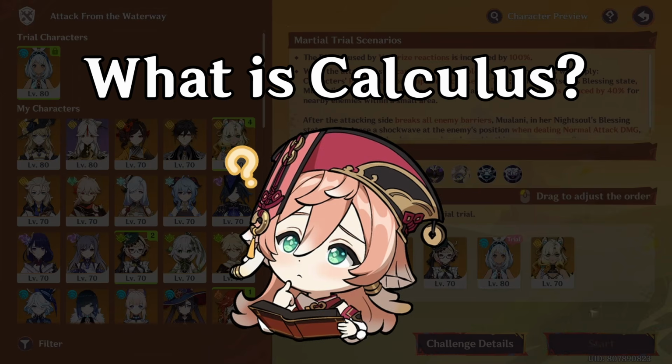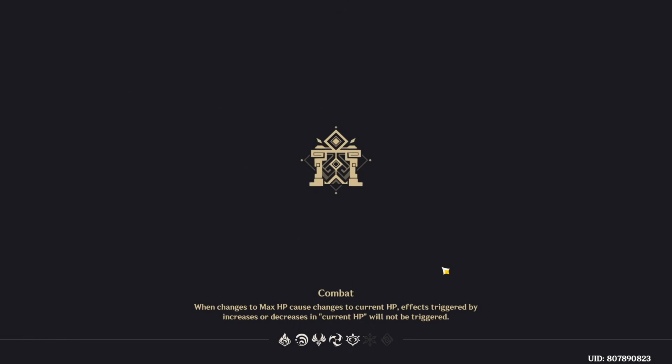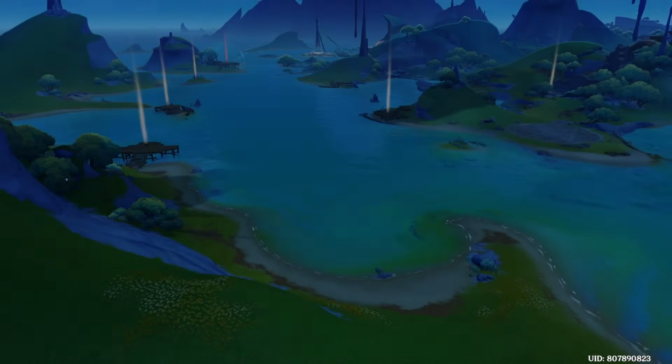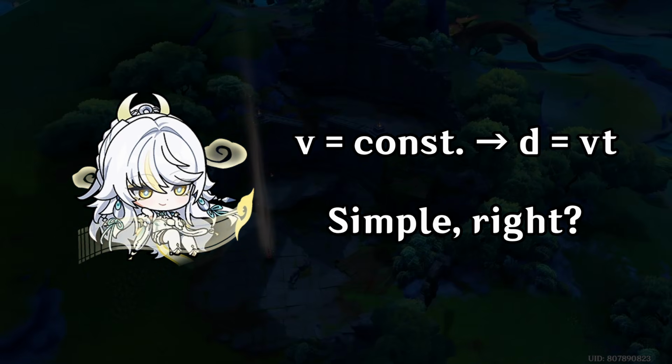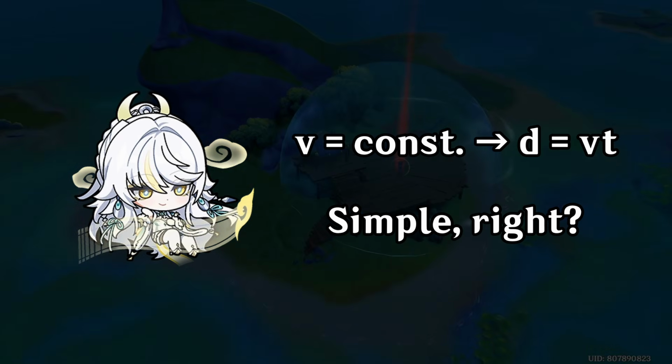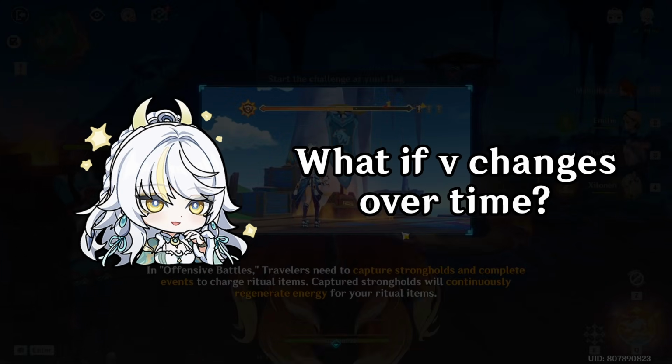What is calculus? In a few words, calculus is the mathematics of change. It allows us to quantify changes, including relationships, on how one can affect the other. What makes calculus particularly special, though, is its ability to deal with continuously changing values. Take, for instance, it's easy to calculate the distance traveled for an object moving at constant speed, but what if that speed is constantly changing?